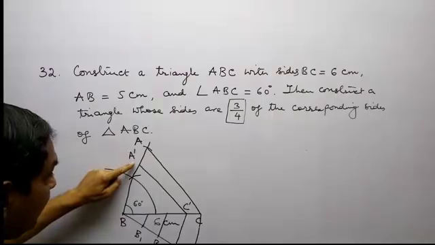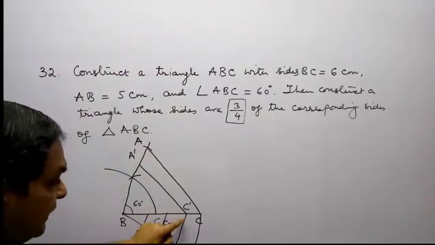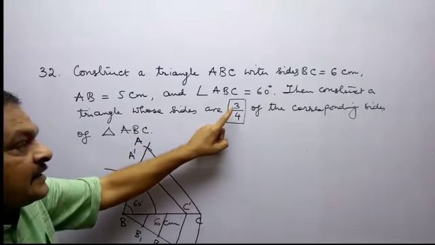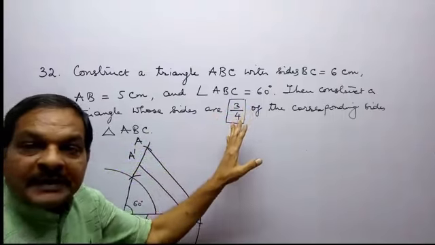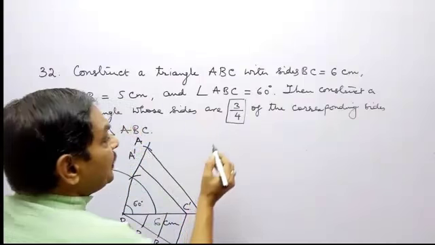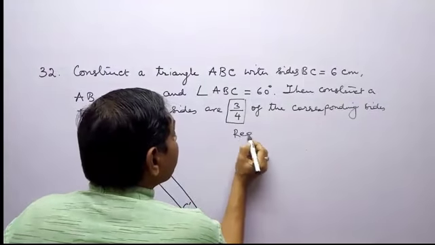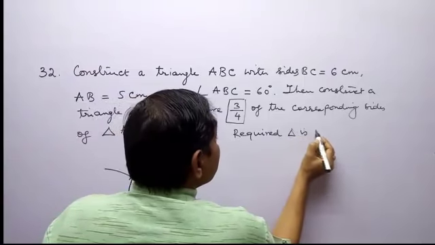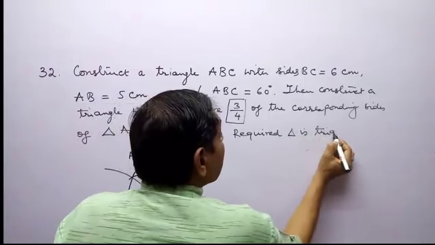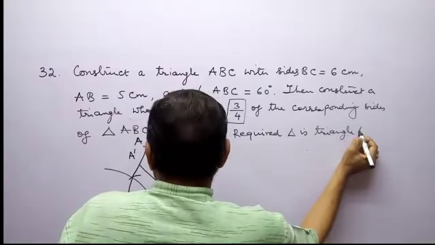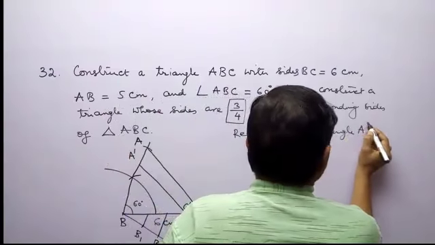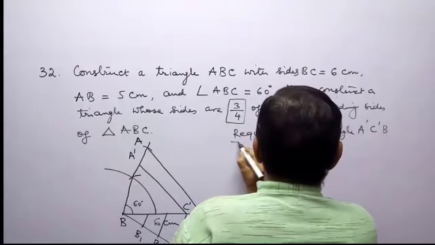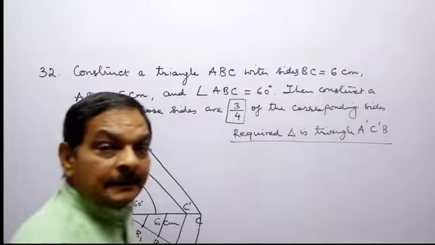Now our triangle A dash B C dash is our required triangle whose sides are 3/4 of the corresponding sides of triangle ABC. So our required triangle is triangle A dash C dash B. This is our required triangle.